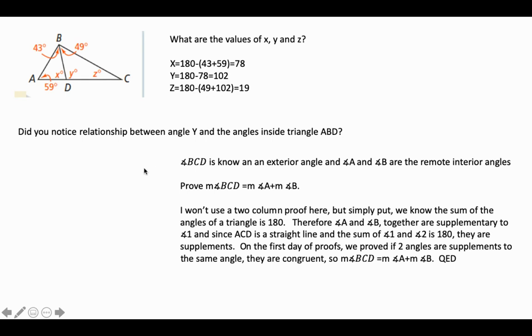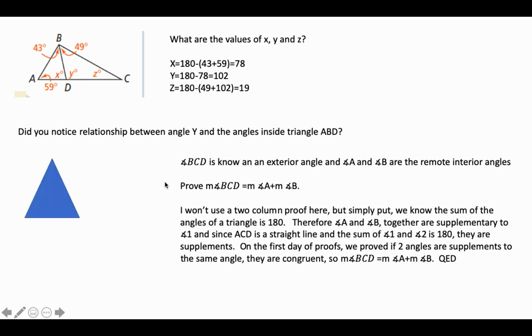And so I'm asking you, did you notice the relationship between angle Y and the angles inside angle ABD? You might say, well, oh, you know what? They're the same, 102, 102. So let's take a look here. Let's talk about something called an exterior angle.